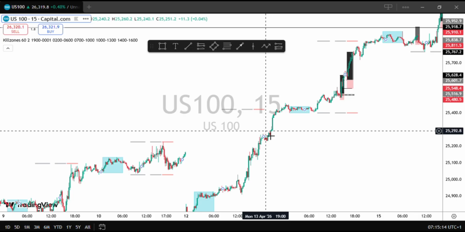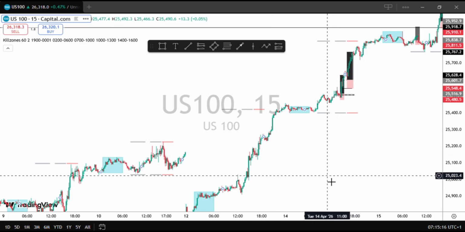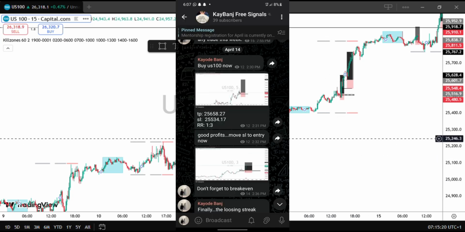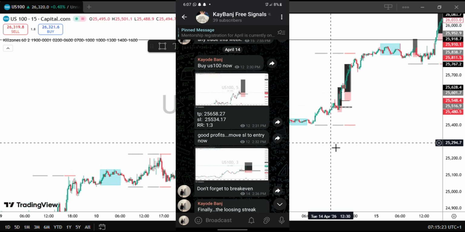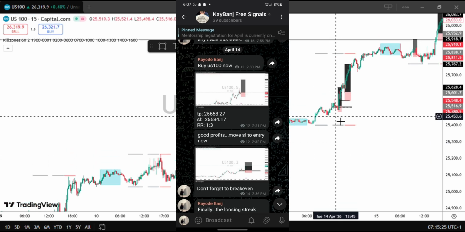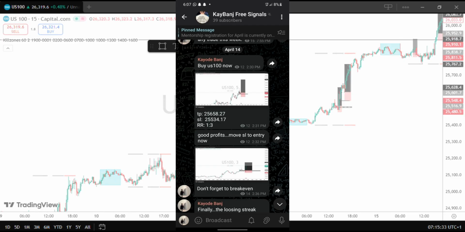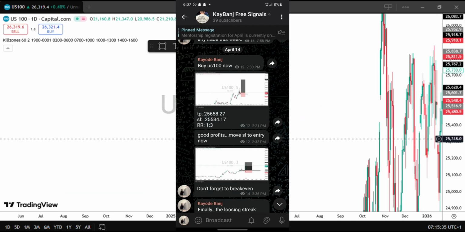So this is me analyzing how I traded yesterday and today. I dropped a buy signal in the afternoon, exactly at 2:30. So let's go down to the 15 minutes time frame. Yeah, the daily time frame.